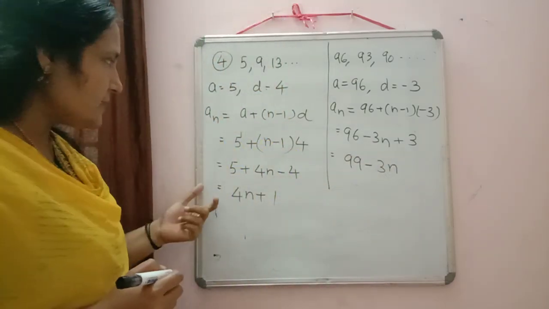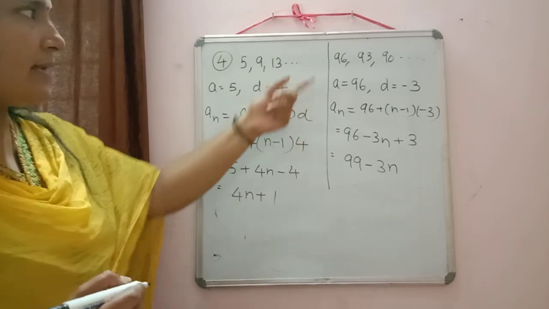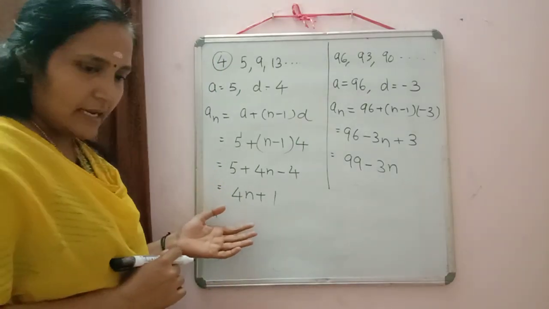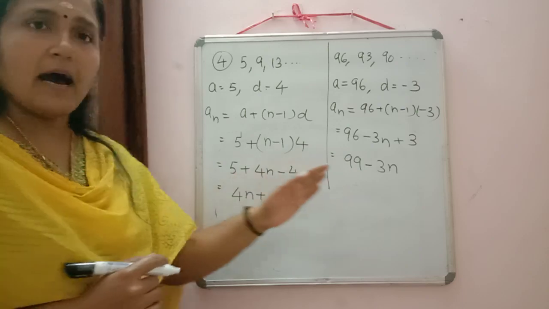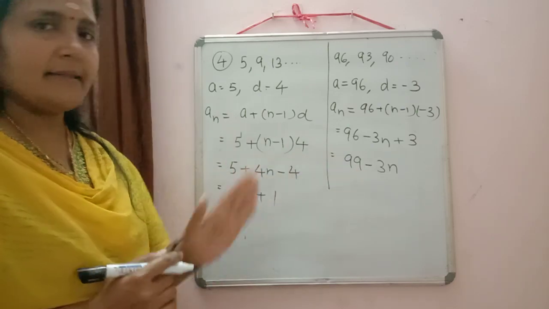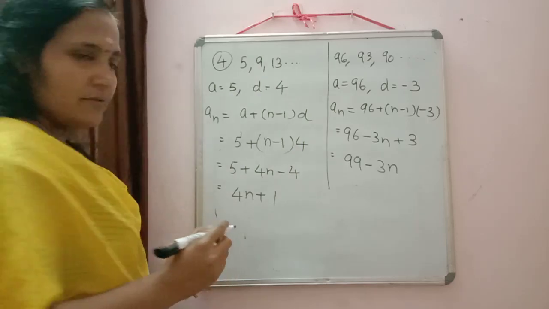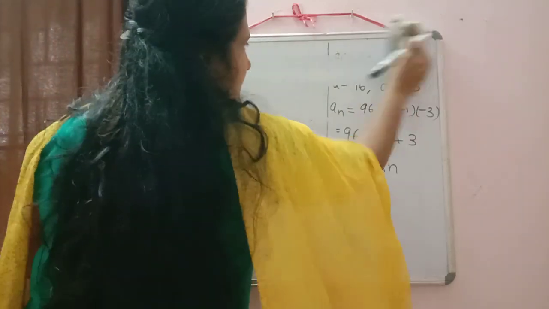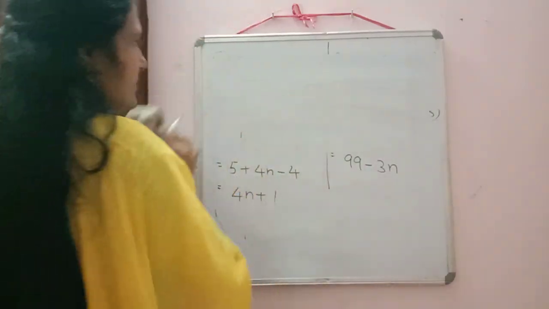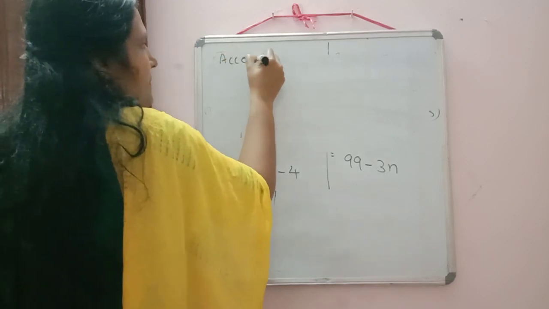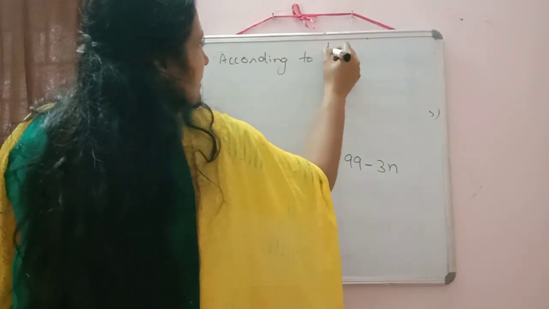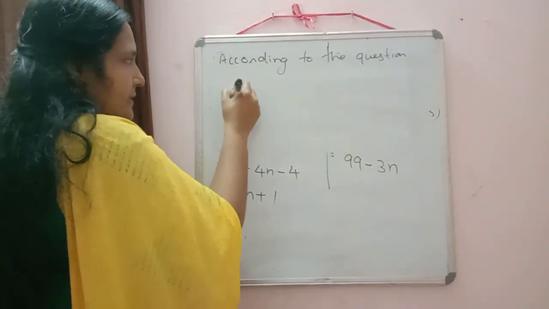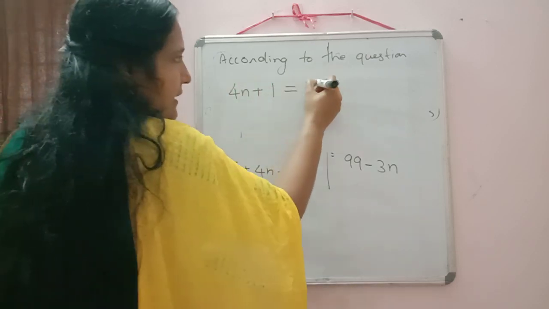So the nth term of the first AP we got 4n plus 1 and the nth term of the second AP we got 99 minus 3n. And according to the question, it is said these nth terms are equal. Then what we will do? We will equate the nth terms. According to the question, equate the nth term. They are saying the nth terms are equal.